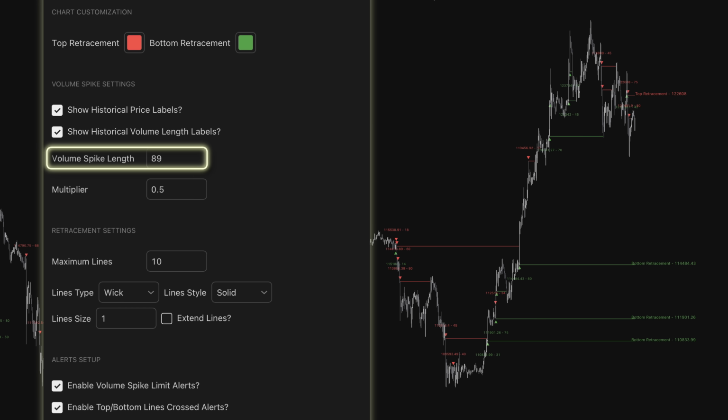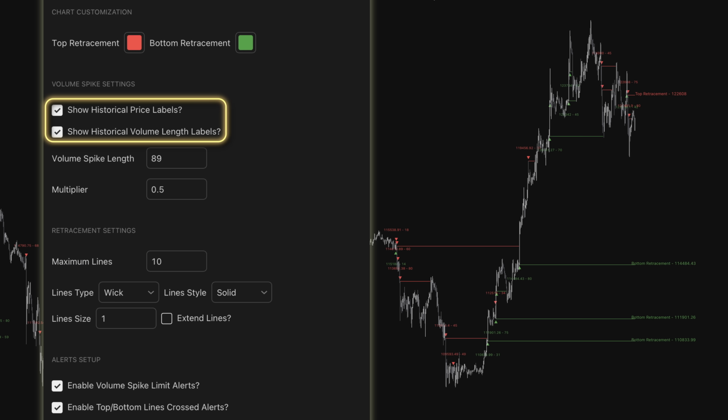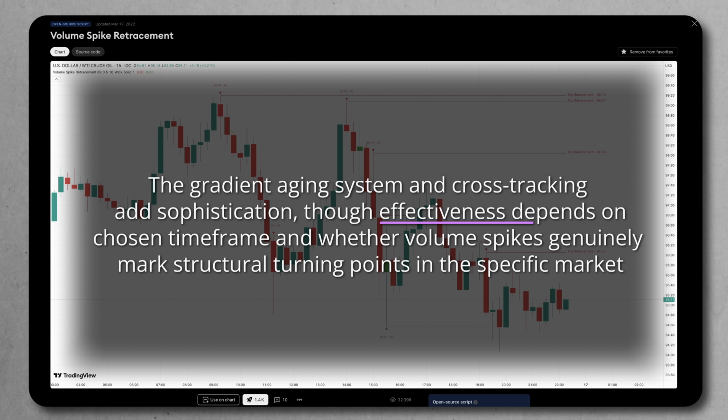Users can adjust volume look-back period and multiplier sensitivity to capture more or fewer spikes, select between single line or zone visualization, modify line appearance through style and size options, control maximum displayed levels, and toggle historical price or volume strength labels. The gradient aging system and cross-tracking add sophistication beyond basic line drawing, though effectiveness depends heavily on chosen time frame and whether volume spikes genuinely mark structural turning points in the specific market being traded.